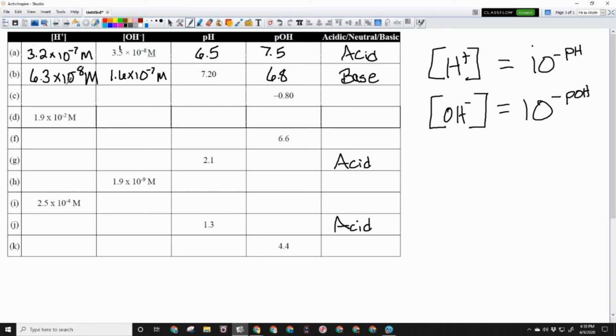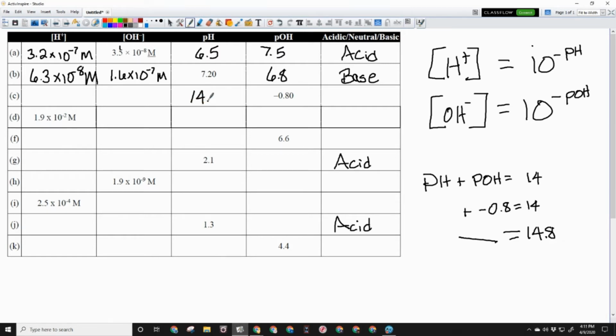Okay. All right, so for the next one, we have a negative 0.8 here. So to get the pH, pH plus pOH is equal to 14. Right? If this is negative 0.8, we're going to add a positive 0.8 to both sides. So blank is equal to 14.8. Okay, so this is 14.8.